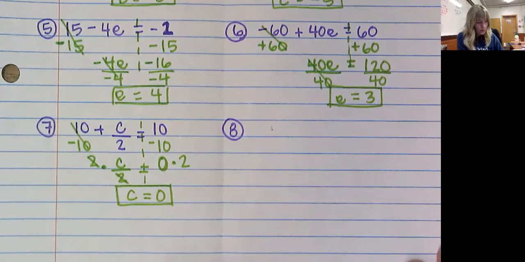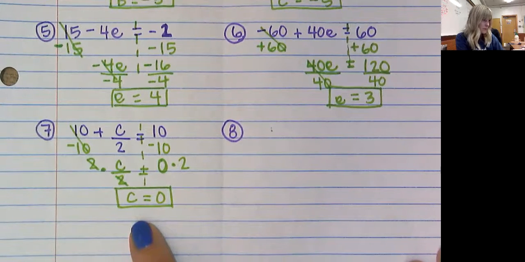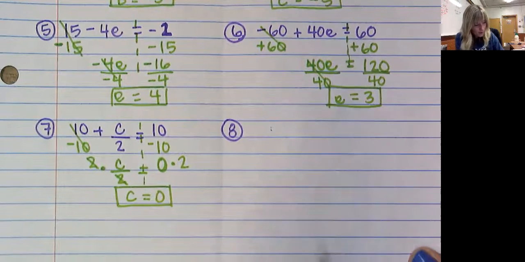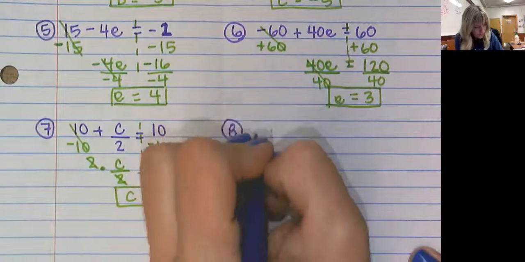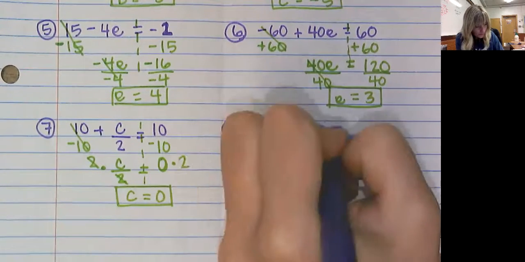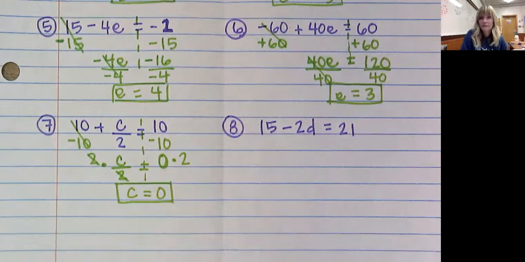I'm going to start off in a new section here. Did you mark this one on your game board, by the way? C0. There is a 0. It's right there in the middle. Okay. How about this one? Here's number 8. 15 minus 2D equals 21. Take a minute, solve it.